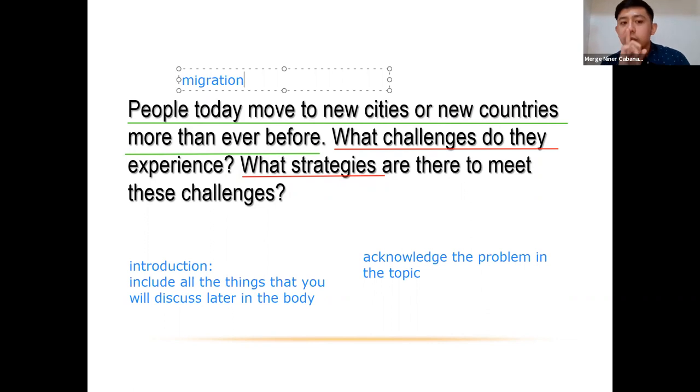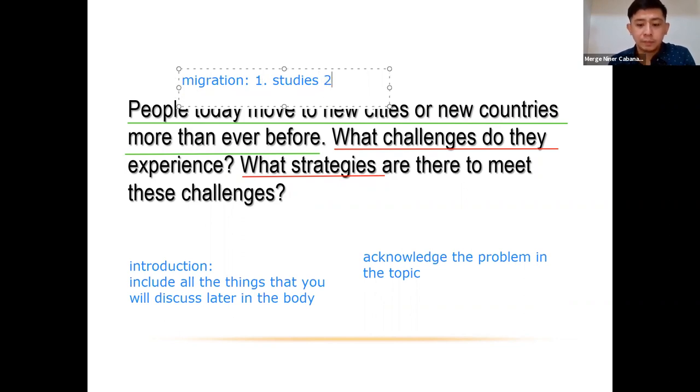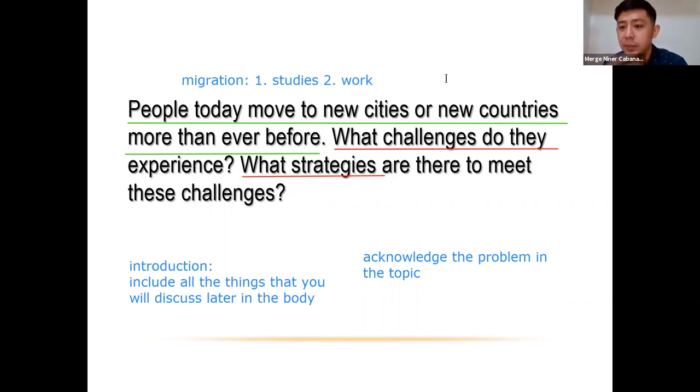So you ask yourself, what do you think is the reason why people migrate from their original city or from their original country into another country? Like the question goes for you because you're candidates. The reason why you're taking IELTS is because you want to go to another country, okay? And there are two possible ways, okay? There are two answers why people migrate. Number one, people migrate for studies. And number two, people migrate because of work opportunities. So either way, migration, because they need to study or work, okay, is becoming a trend recently. That's it. I just need to acknowledge.